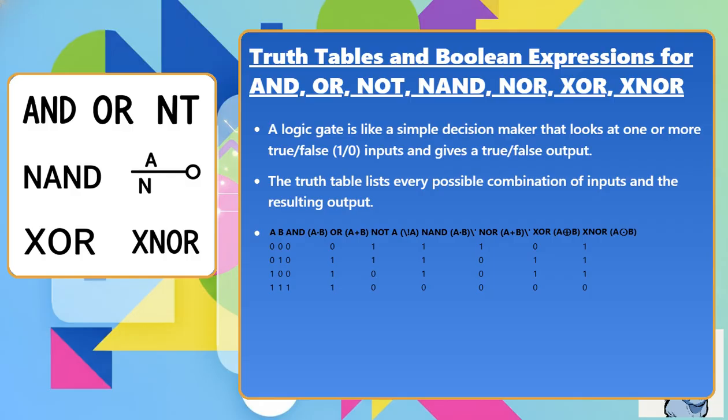Row 3: A 1, B 0, AND 0, OR 1, NOT A 0, NAND 1, NOR 0, XOR 1, XNOR 1. Row 4: A 1, B 1, AND 1, OR 1, NOT A 0, NAND 0, NOR 0, XOR 0, XNOR 0.